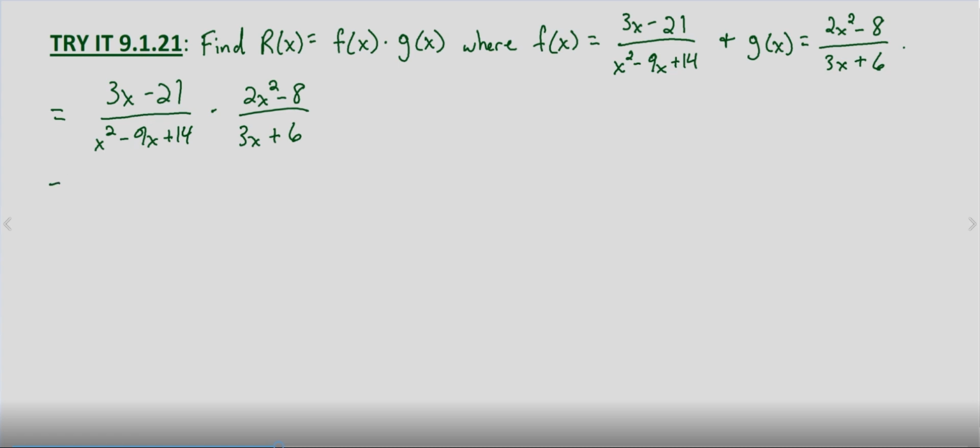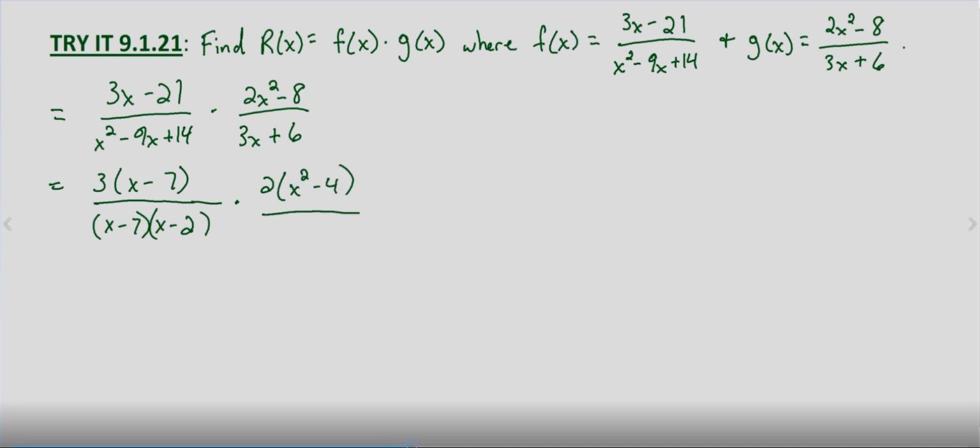Factor all the numerators and denominators. So 3x minus 21, we factor out the 3. x squared minus 9x plus 14. What two numbers multiply to 14 and add to negative 9? Well, we know they're both going to be minus because we have a plus 14 and a minus 9x. And in this case, it's just minus 7 and minus 2. And then that's times, we factor out the 2. We end up with 2 times x squared minus 4. On the bottom, we factor out the 3. So that's 3 times x plus 2.